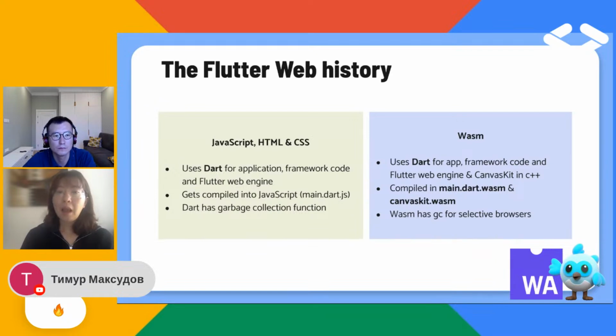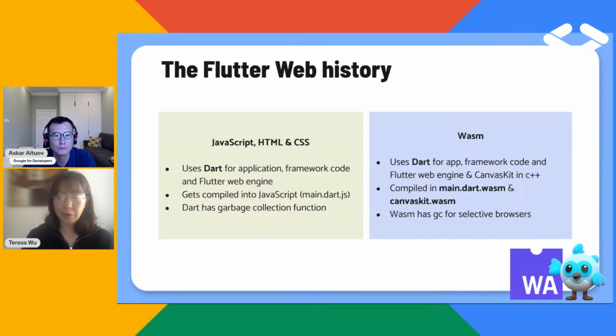So how do we build a Flutter web application before WASM? Traditionally, before Flutter introduced WASM, we were able to build for the web in Flutter using JavaScript, HTML, and CSS. So we use Dart for the application framework code and the Flutter web engine, and then everything compiles into JavaScript. So you have this file called main.dart.js, and Dart has a garbage collection function.